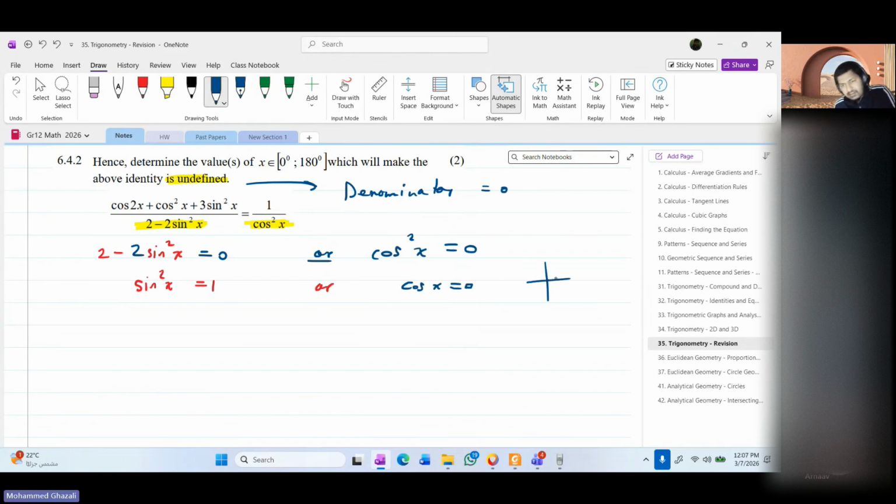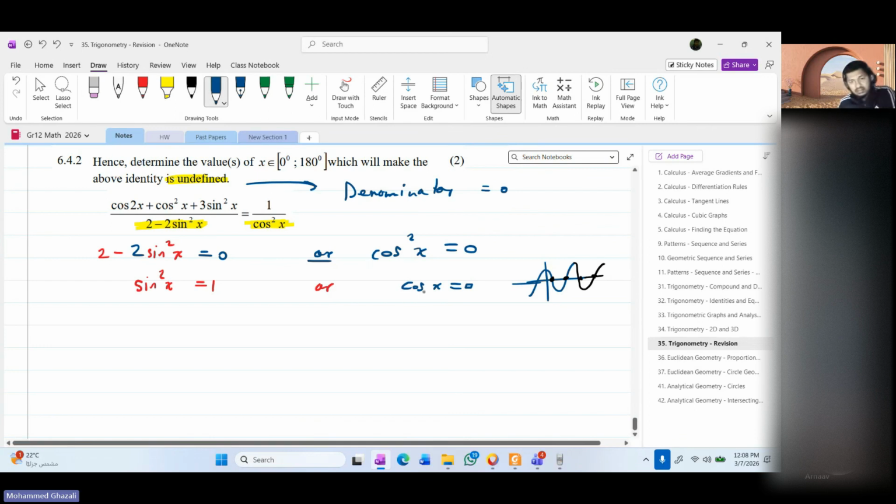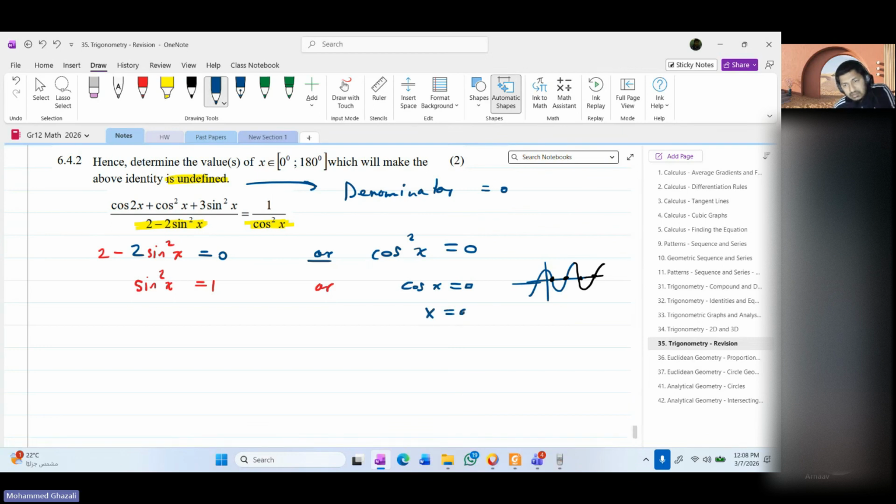Now look at the graph of the cos. When is cos 0? Cos is 0 at 90, 270, right? And so on. But we only wanted the answer cos of x equal to 0 between 0 and 180. So cos is 0 at 90 degrees. So x is equal to 90 degrees, right?